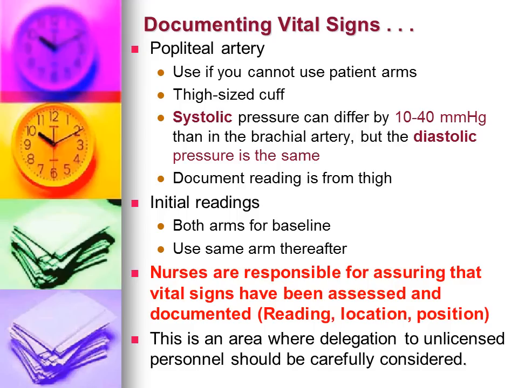Documenting your vital signs if you have to use the popliteal artery. If you can't use the patient's arms, you're going to use a thigh-sized cuff. Your systolic pressure can differ by 10 to 40 millimeters of mercury from the brachial, but the diastolic is going to remain the same. Document the reading is from the thigh. Initial readings, both arms for baseline, use same arm thereafter.